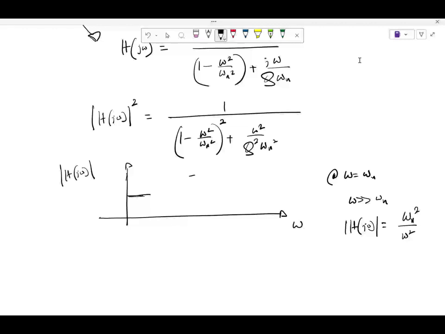So beyond omega n, if I am plotting only magnitude, it should not go negative. In dB it can go negative. It will asymptotically, with a profile of 1 over omega squared, go to 0. So it will probably go something like this, and then go like this.